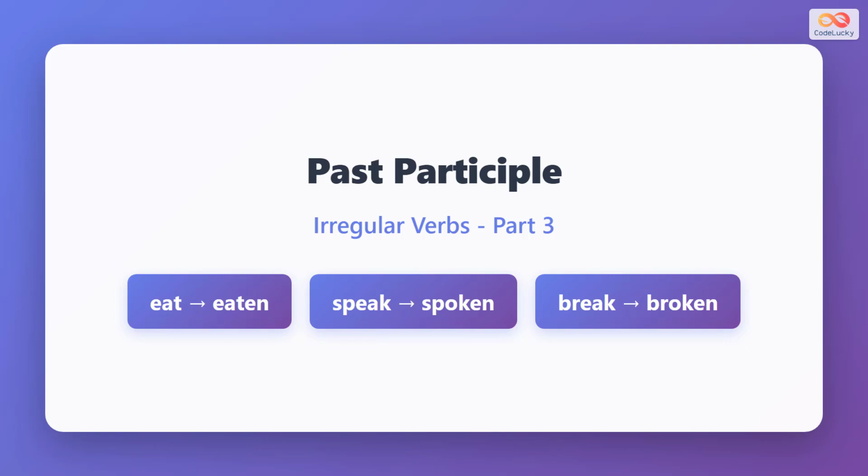Today, we're going to learn about past participles of irregular verbs, specifically Part 3. We'll focus on three important verbs. Eat becomes eaten, speak becomes spoken, and break becomes broken. These verbs follow a special pattern that makes them easier to remember once you understand the rule.